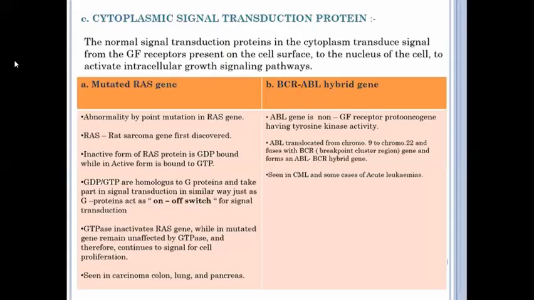The third factor is the cytoplasmic signal transduction proteins. The normal signal transduction proteins in the cytoplasm transduce the signals from the growth factor receptors present on the cell surface to the nucleus of the cell to activate the intracellular growth signaling pathways. Here, the mutated RAS gene functions abnormally by the point mutation in the RAS gene. The RAS, or rat sarcoma gene, was first discovered.